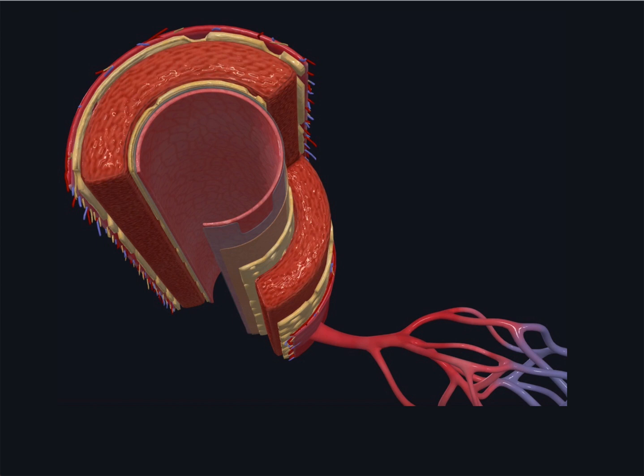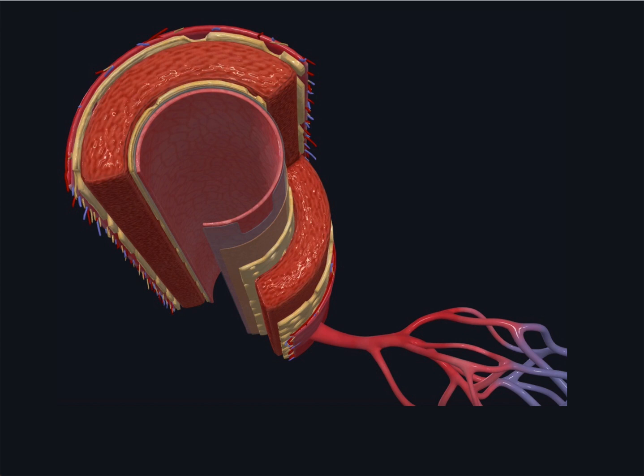The smaller arteries in the body are called arterioles, or sometimes just small arteries. They control the distribution of blood to specific regions of tissue. They also regulate blood pressure, since the small arterioles are the ones that provide the greatest resistance to blood flow.